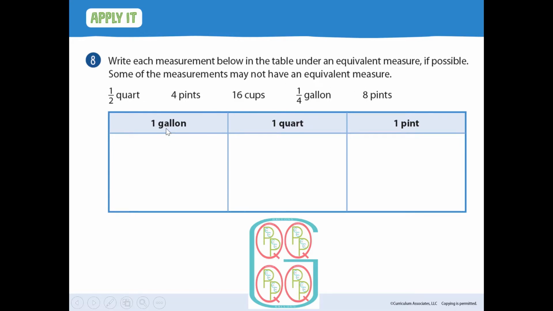So 1 gallon, 1/2 quart. Well, I know that's not going to work because there are 4 quarts in the gallon. 4 pints in a gallon. Oh, there's more than 4 pints. 16 cups. 1, 2, 3, 4, 5, 6, 7, 8, 9, 10, 11, 12, 13, 14, 15, 16. That one works. So we're going to write 16 cups under 1 gallon. Okay. 1/4 gallon is not a gallon. 8 pints. 1, 2, 3, 4, 5, 6, 7, 8. Yep, 8 pints works.